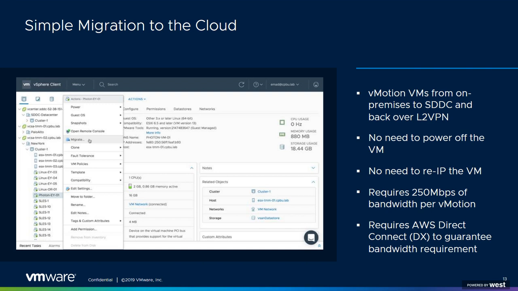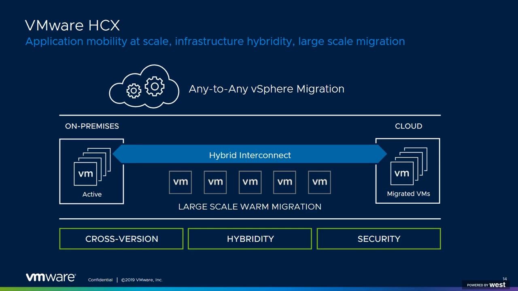So there are bandwidth requirements, so keep that in mind. As far as requirements for this, it's 250 megabits per second of bandwidth per vMotion. And then this does require an AWS Direct Connect to guarantee that bandwidth requirement that is needed. So you have two options to go about it as far as connectivity, and then you do have the vMotion option where you can utilize that as well.